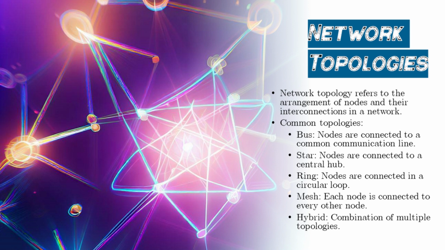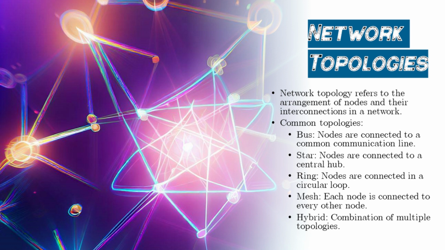The second topology is the star topology, where devices are connected to a central hub or switch. This topology provides better performance and scalability, since each device has a dedicated connection to the central hub. Another topology is the ring topology, where devices are connected in a circular loop. In this topology, data travels around the ring in one direction, passing through each device in sequence.